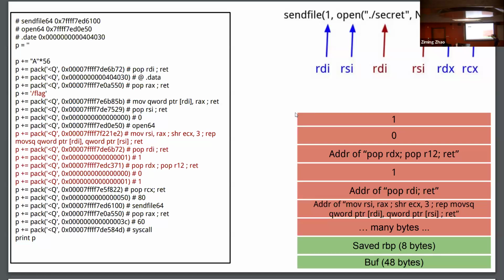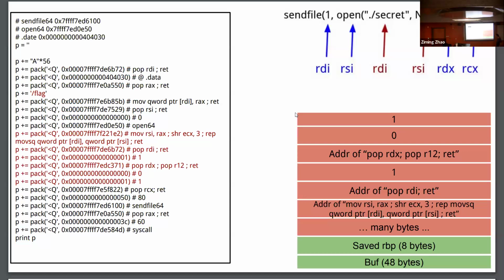Well, after open, the return value is in RAX. We want to move RAX to RSI. Right? But I do not find a gadget like that. Instead, I find this gadget. The gadget has 1, 2, 3, 4 instructions. The first instruction is move RAX to RSI. That's exactly what we want.